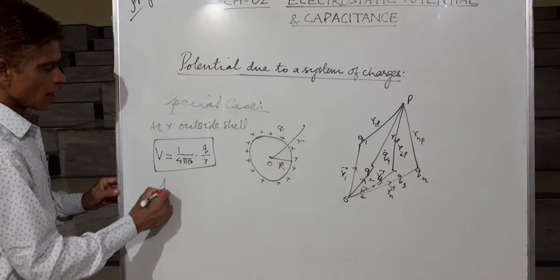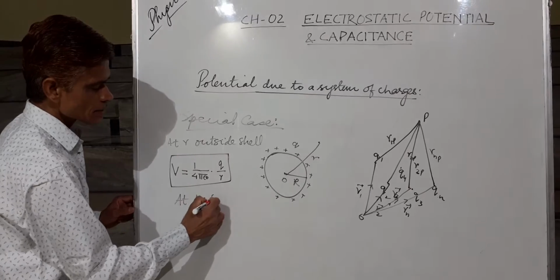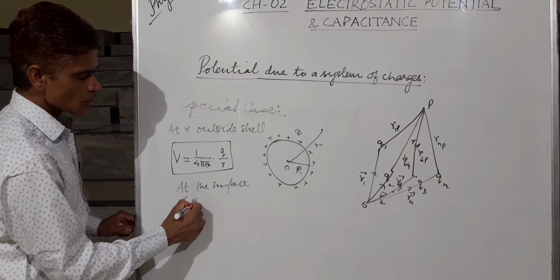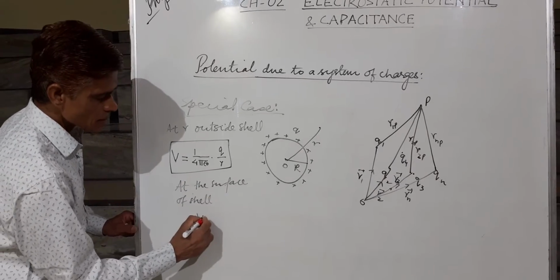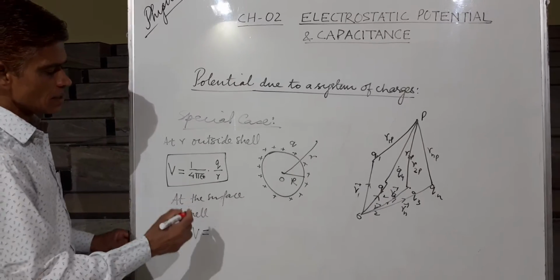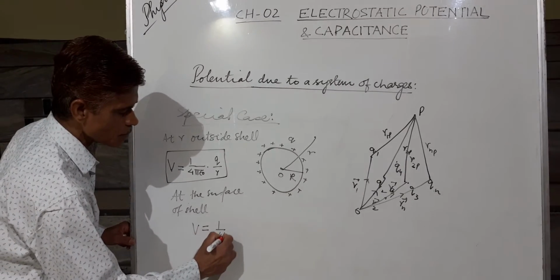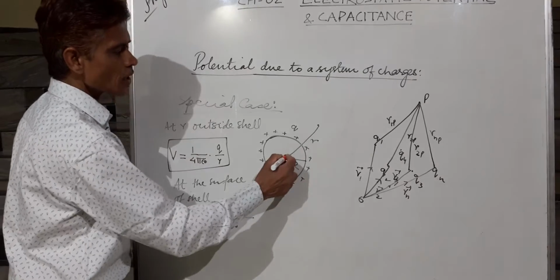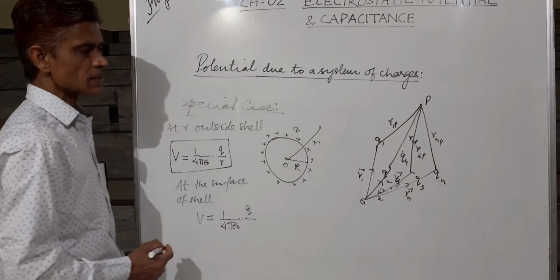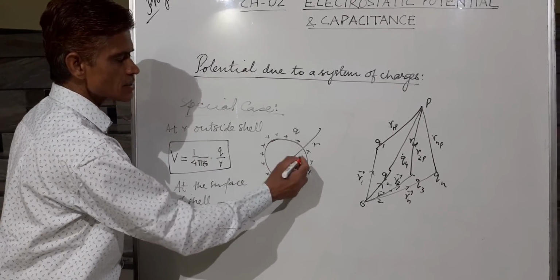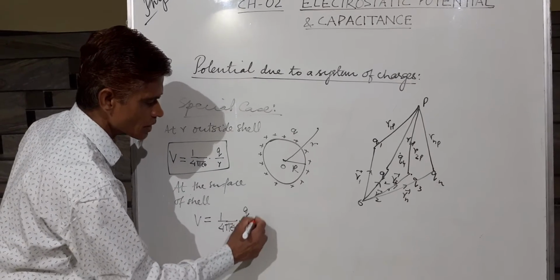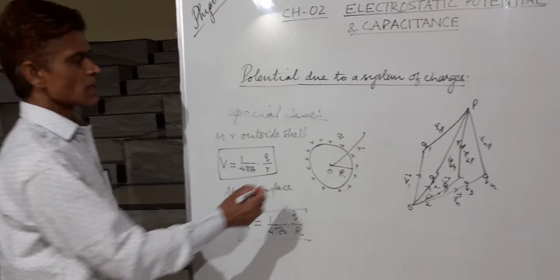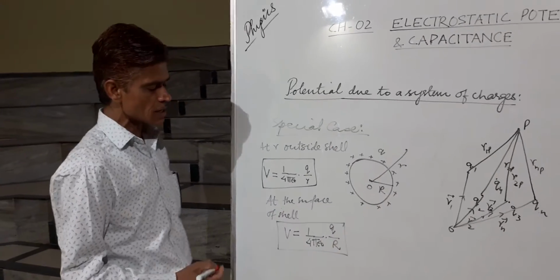But what is the electric potential at the surface of the shell? At the surface of the shell, the electric potential will be 1 by 4 pi epsilon naught Q upon, because again we suppose that the charge is concentrated at the center and then the distance is capital R, so Q upon capital R. Now this will be the electric potential at the surface of the spherical shell.